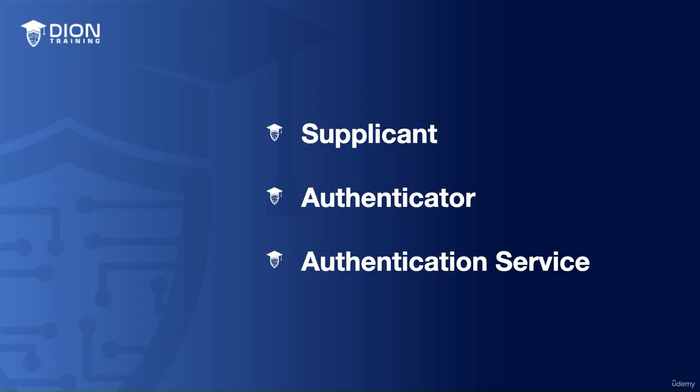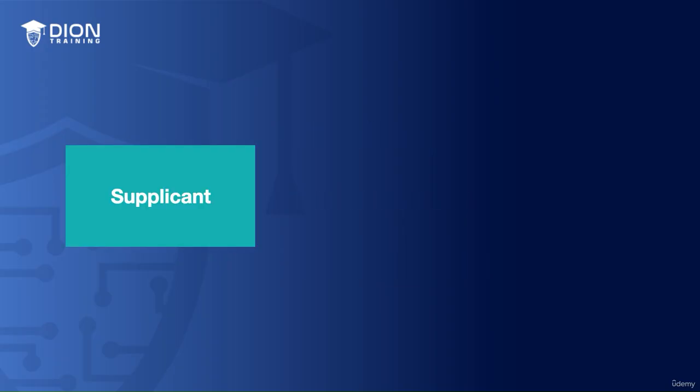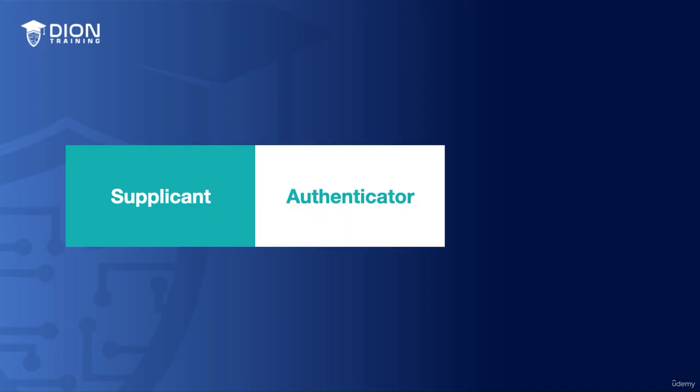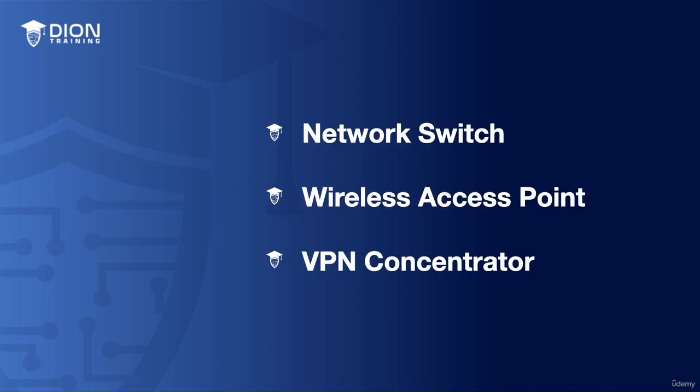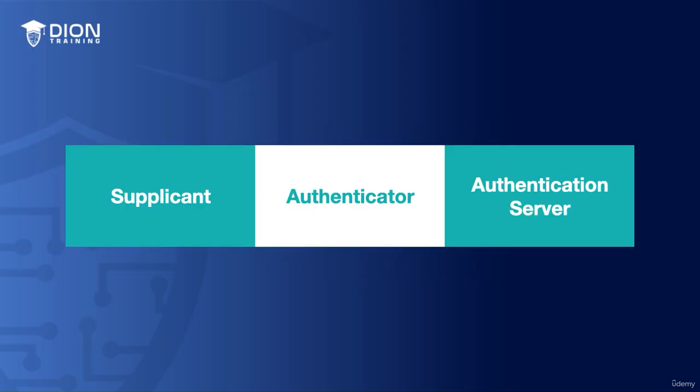Now, for 802.1x authentication to work, it's going to require the use of 3 different roles: the supplicant, the authenticator, and the authentication service. The first of these is known as the supplicant, and this is the device or the user that's requesting access to your network. The second one we have is the authenticator, and this is the device through which the supplicant is attempting to access the network, such as a network switch, a wireless access point, or a VPN concentrator. The third one we have is an authentication server, which is going to be our centralized device that performs the authentication, and this is usually going to be configured as a RADIUS or TACACS+ server.